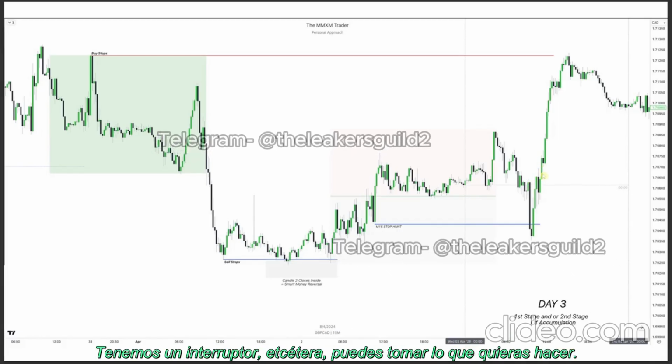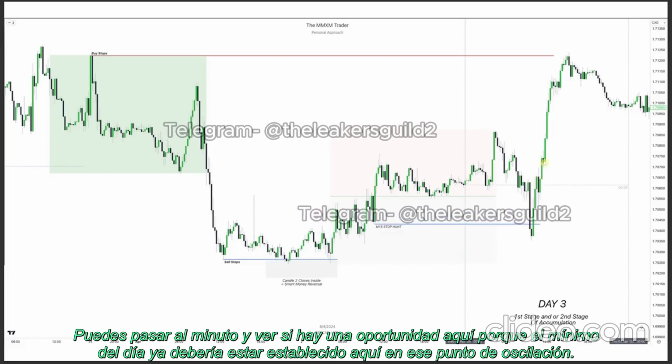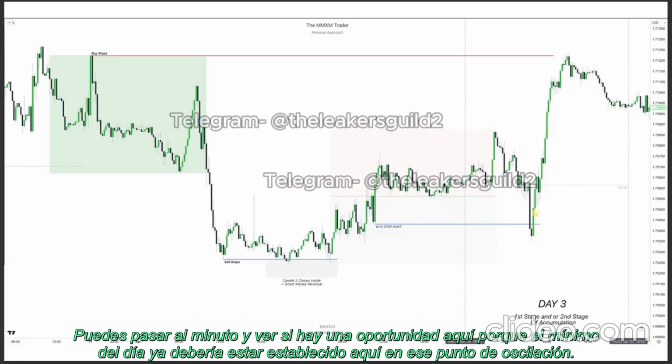You can take whatever you want to do. You can go into the 1 minute and see if there's an opportunity in here, because the low of the day should already be set over here in that swing point.